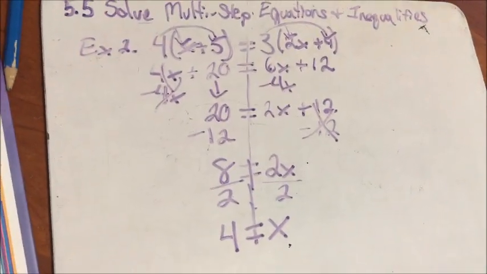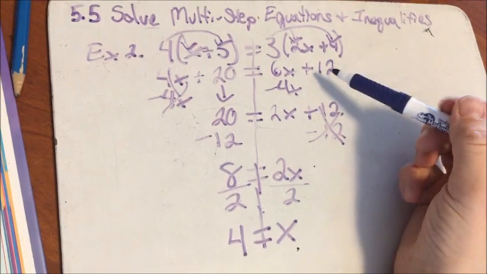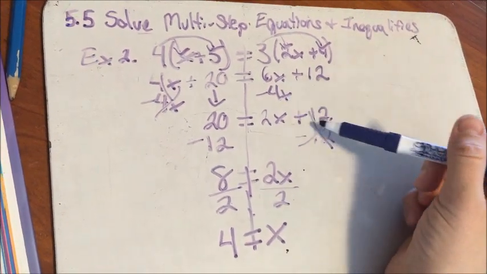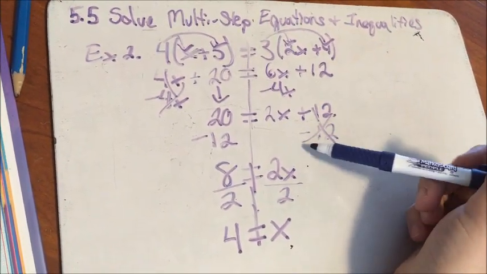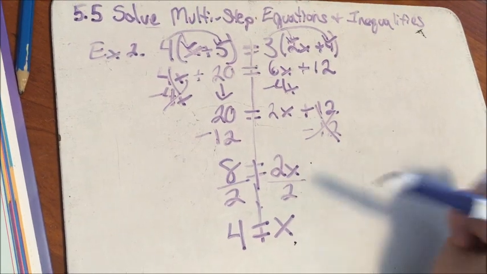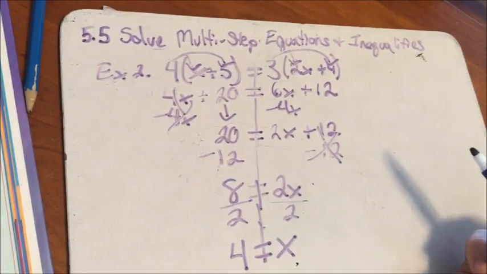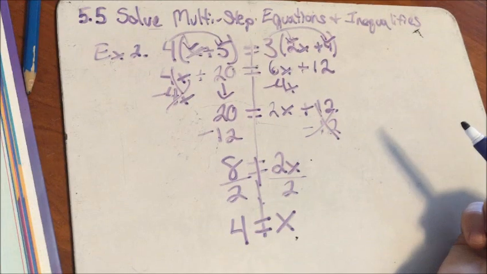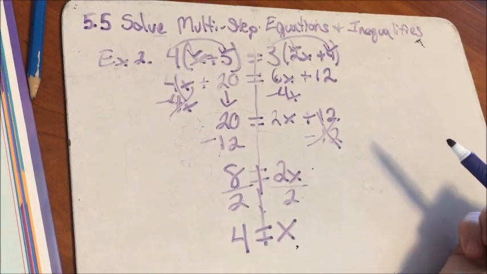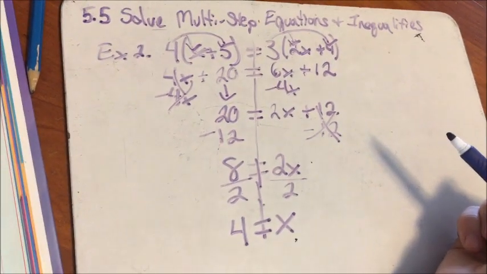So a lot more steps than what we're used to. In this one you have 1, 2, 3, 4, 5 steps. Again, let me know if you have questions, post them to Edmodo. I'll be more than happy to help you.